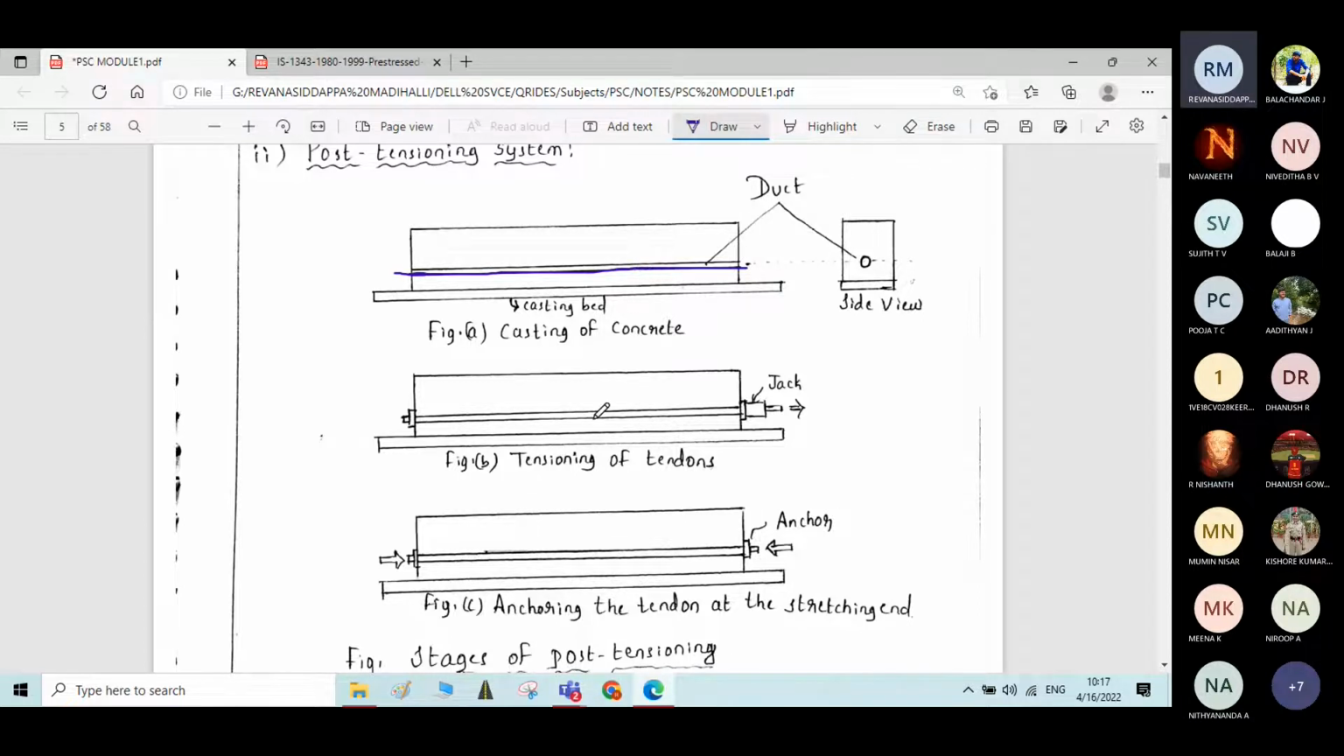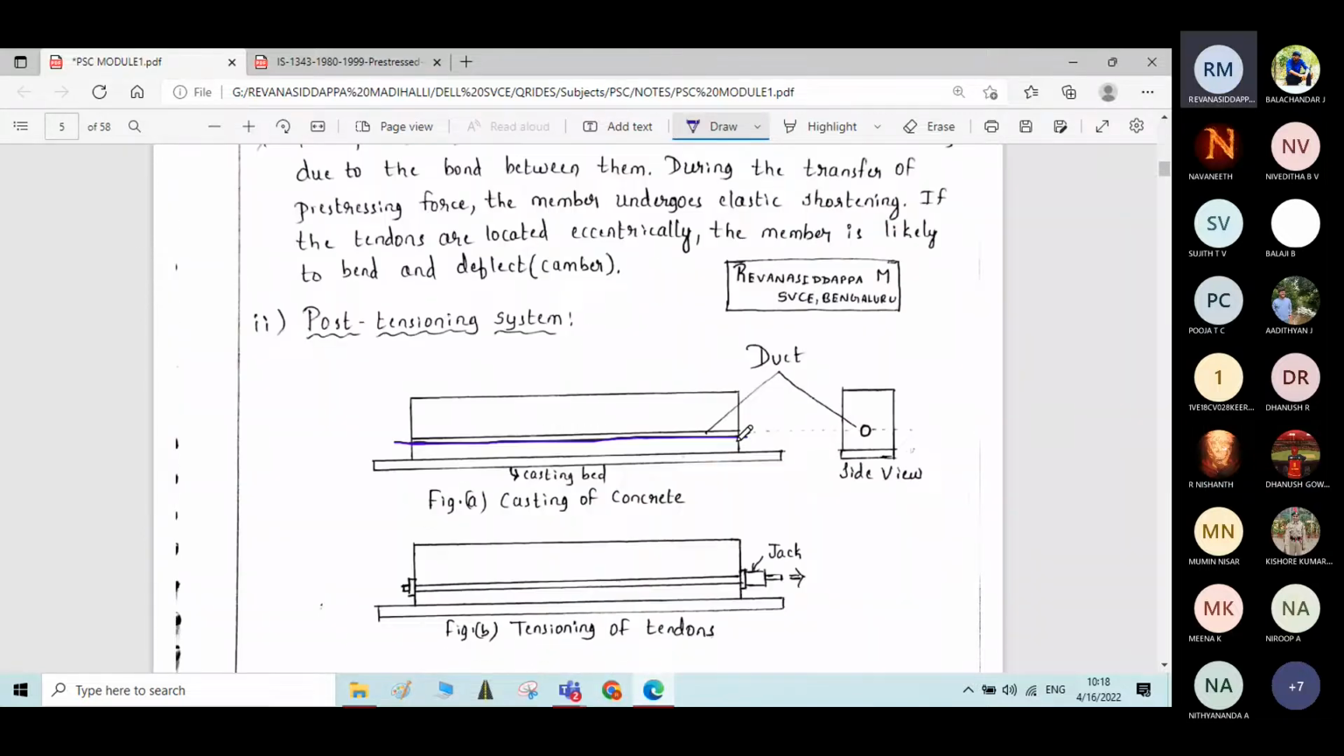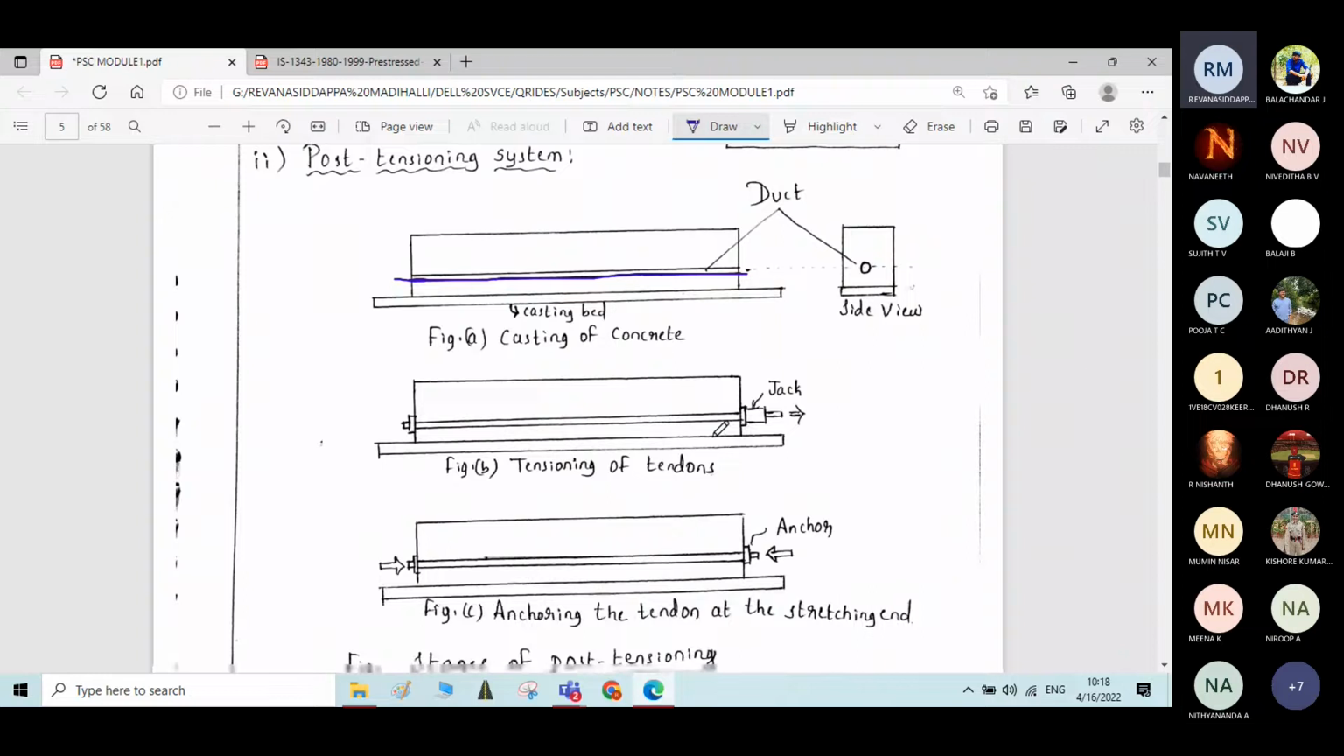After the concrete attains sufficient strength, the cables or the tendons will be taken through the duct and stretched to the required tensile stress. After stretching, by using some anchoring devices, the cable will be properly anchored at both of its edges so that the compressive stresses will be induced into the element. So this is the process involved in the post-tensioning system.